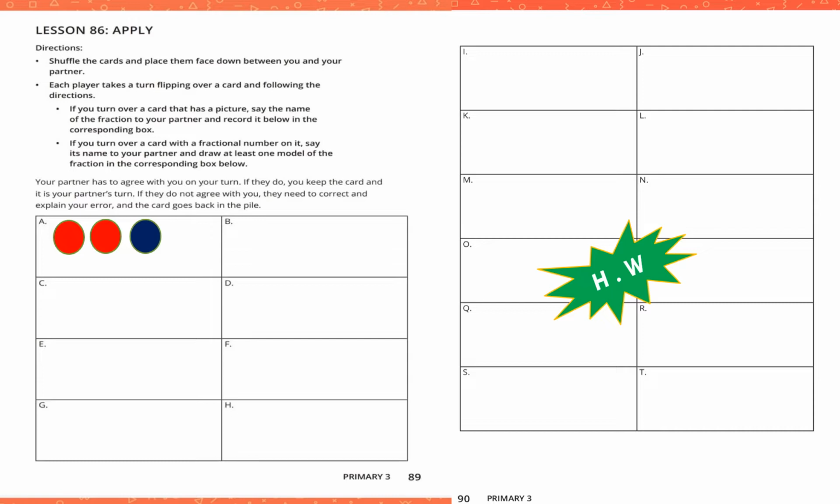Remember the rule: the fraction equals the number of colored parts over the number of total parts. So here ask yourself, how many red circles do we have? Yes, we have 2 red circles, out of the total of all circles. Yes, the total is 3. So here the fraction is 2 red out of the total 3.